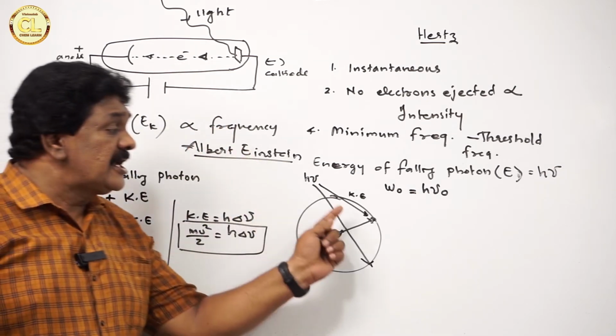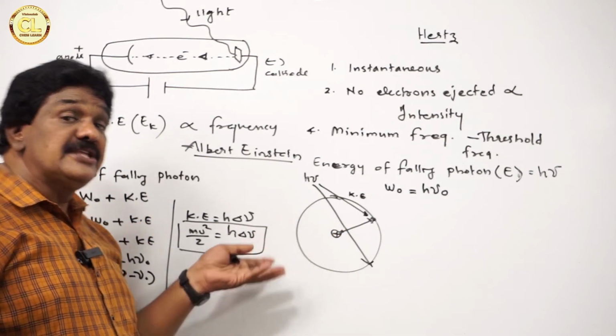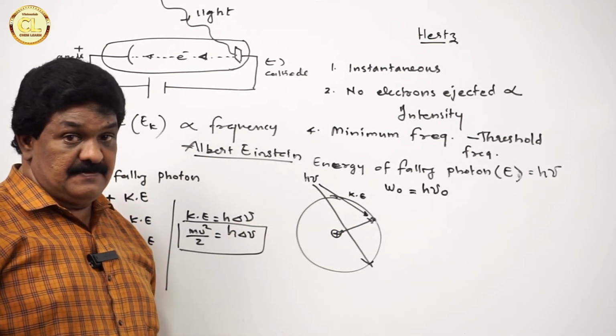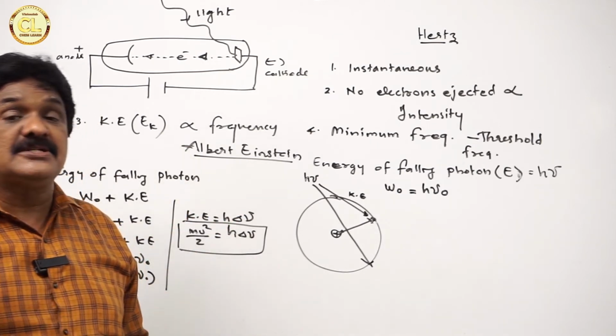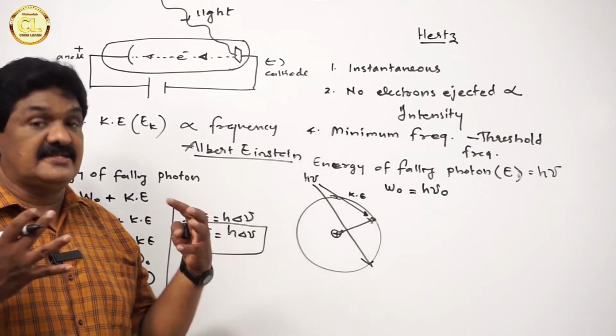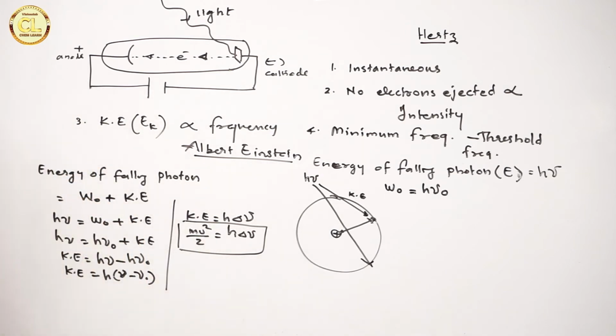See, each falling photon is responsible for the ejection of each electron. So, photoelectric effect supports the particle nature of light. Okay.